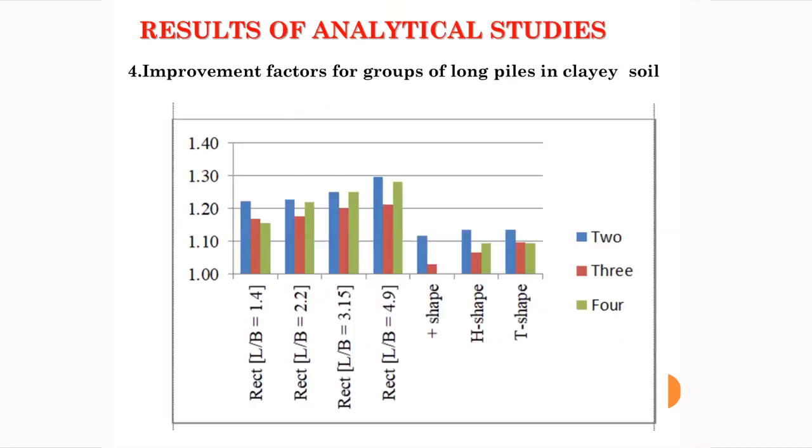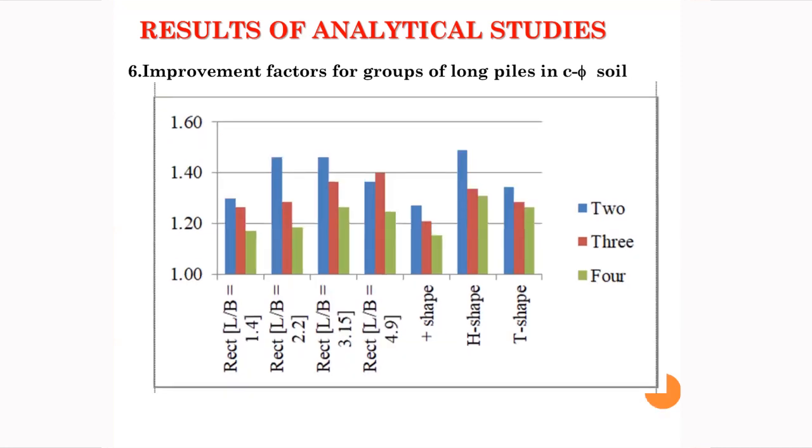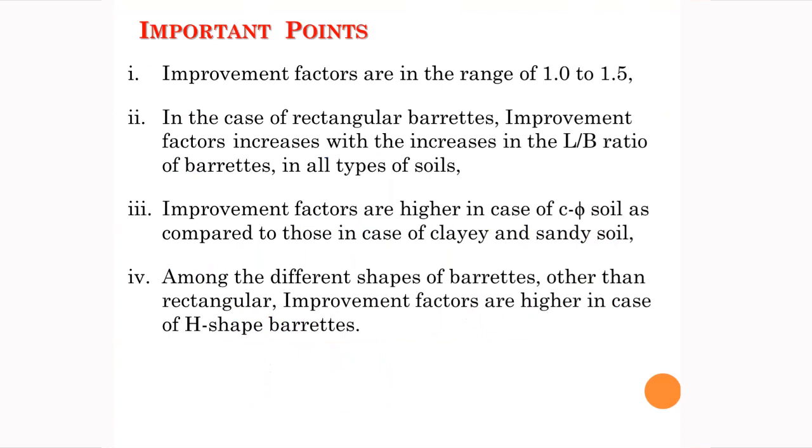Further, bar charts were plotted for the improvement factors for the long piles having L/D ratio equal to 15 in clay soil, sandy soil, and C5 soil. The important points noted were that the improvement factors are in the range of 1 to 1.5. In case of rectangular barrettes, improvement factor increases with the increase in the L/D ratio of the barrettes in all types of soil. Improvement factors are higher in case of C5 soil as compared to the clay and sandy soil. Among the different shapes of barrettes other than the rectangular, improvement factors are higher in case of the S-shaped barrettes.